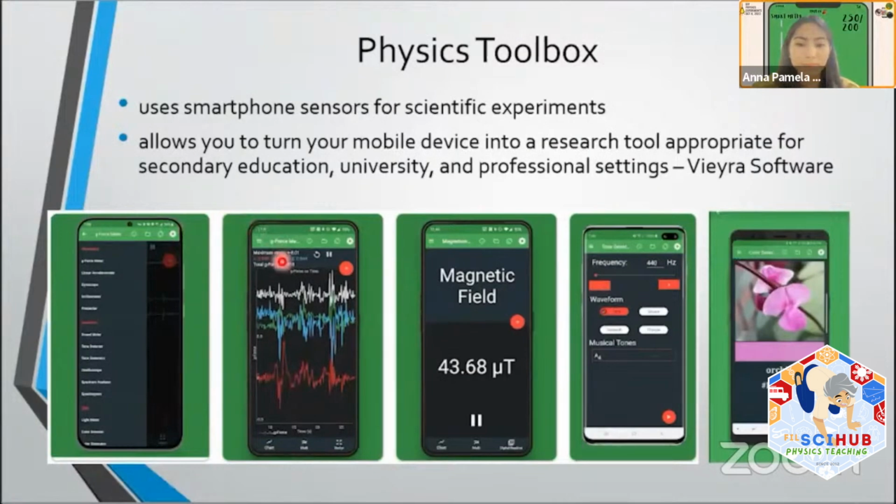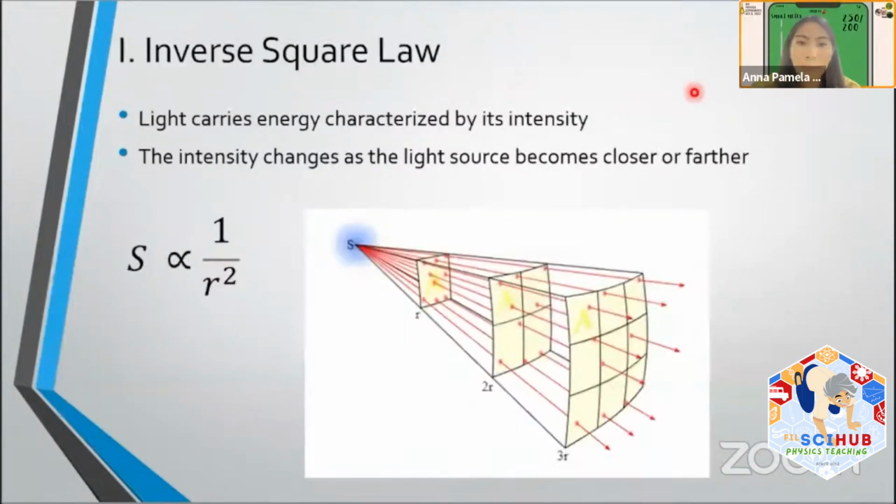But in this part, we are going to use the application called Physics Toolbox. According to the creator of Physics Toolbox, it allows you to turn your mobile device into a research tool. We will first demonstrate the inverse square law experiment.